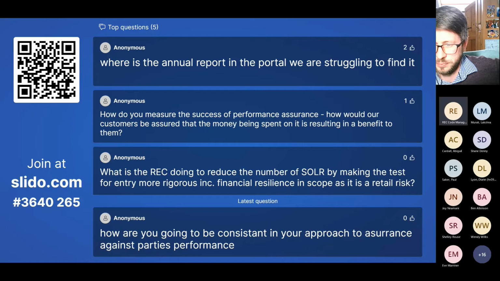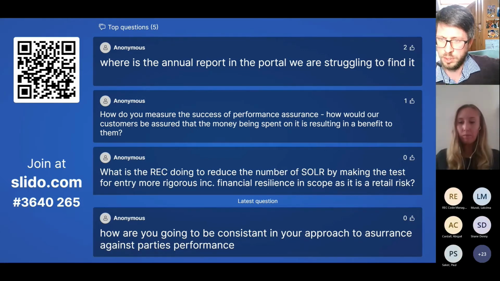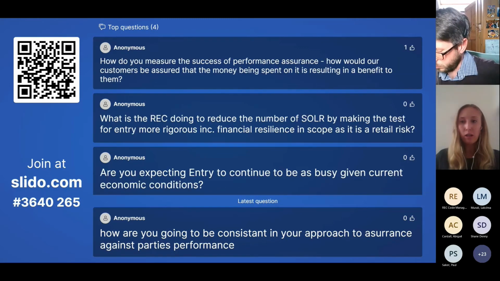Next question, where is the annual report in the portal? We are struggling to find it. Eliana, could you help me with this? Yes, I am just about to put the link in the chat, but it's under the Performance Assurance Board section under useful documents. So I'll drop it in the chat. If anyone has any trouble accessing that, just let me know and we can work that out after the session.